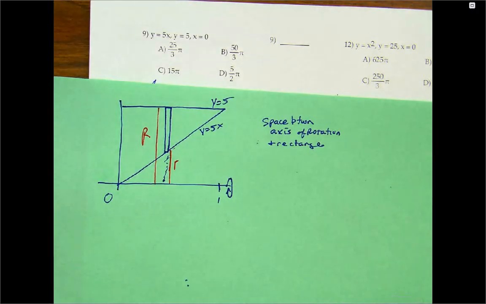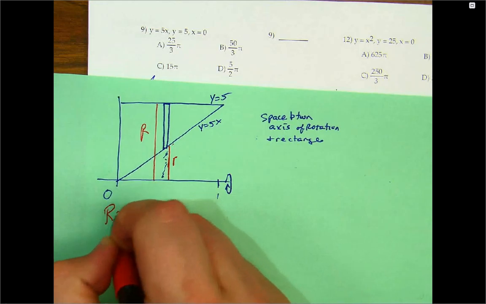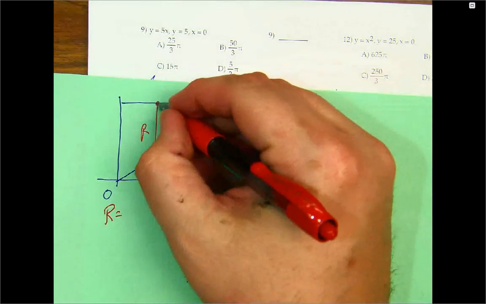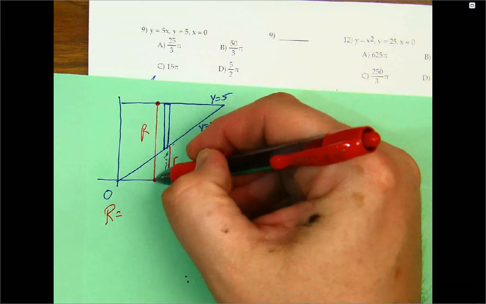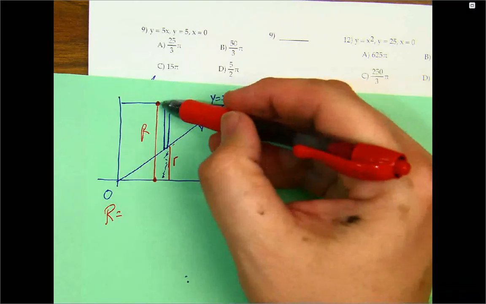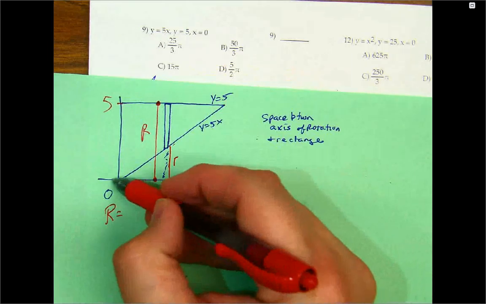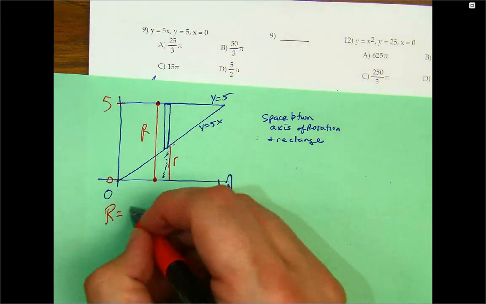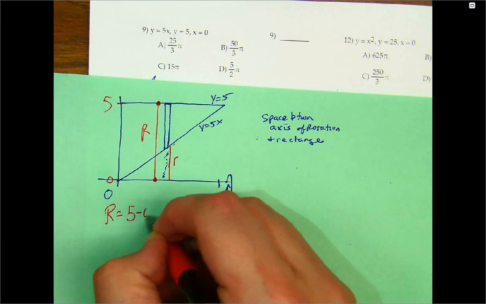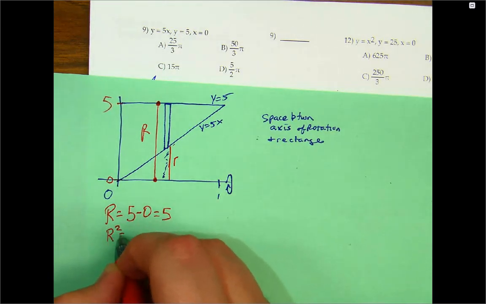So big R is here. What's the length of this segment right here? Well, what's this value here? 5. What's this value here? 0. So what's R? 5 minus 0, which is 5. Now what's R squared? 25. Not too bad?